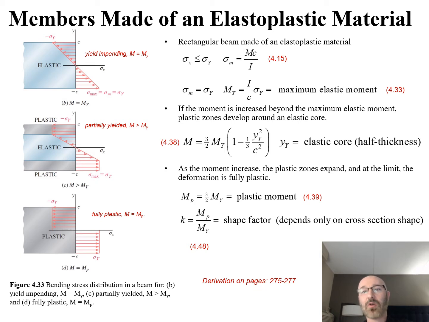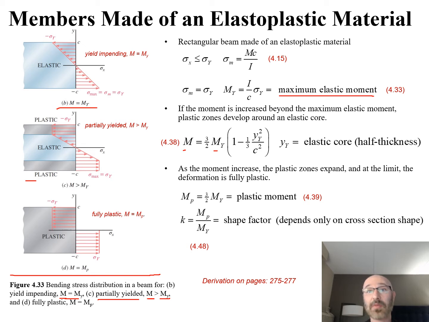Now if we take a look at this figure on the left, we have the bending stress distribution in a beam. In part B, this is for the yield impending when M is equal to M sub y, our maximum elastic moment. Then in part C, we have partial yield, where our moment is greater than the maximum elastic moment. And in part D, we have the fully plastic case, where M is equal to M sub p.